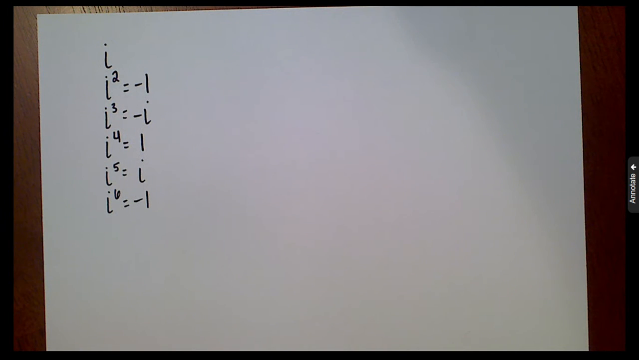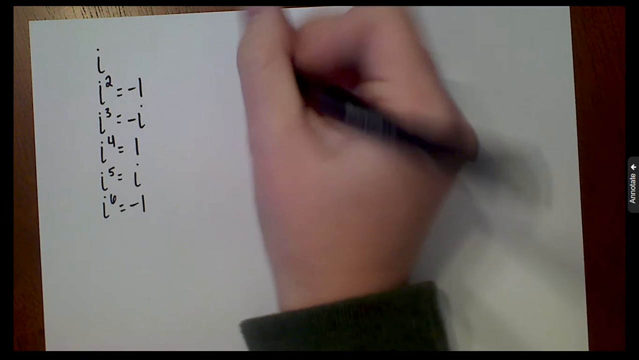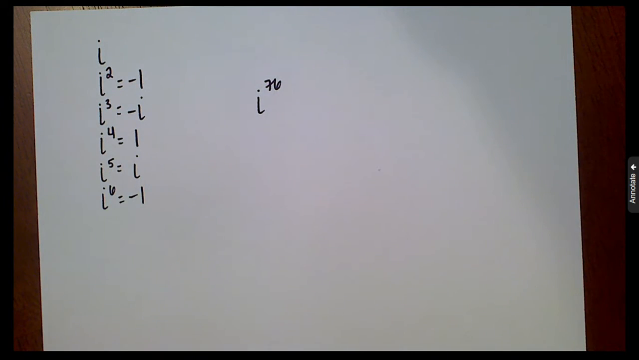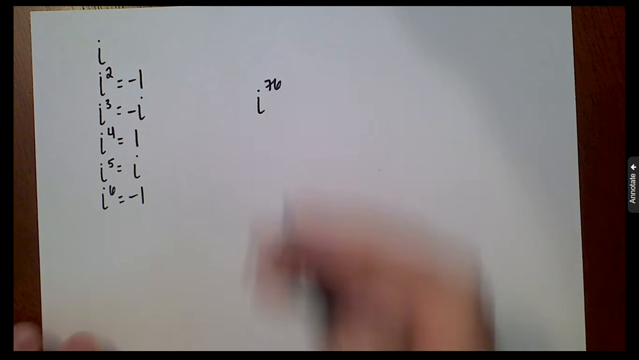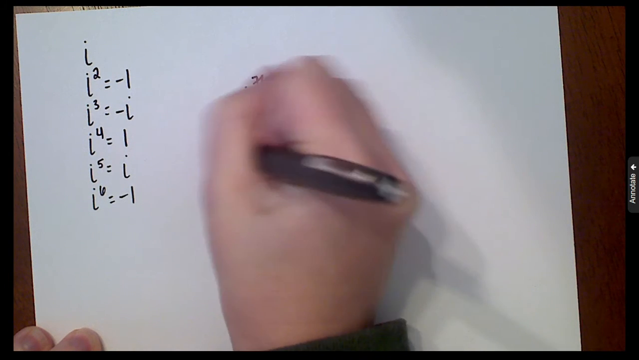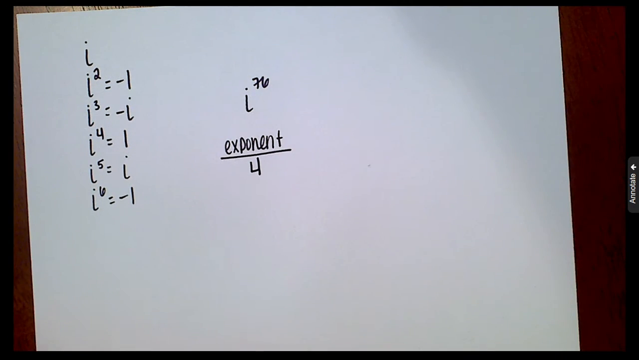But sometimes you need to know something a little bigger than just finding the pattern. Like if I said, hey, what's i to the 76? And you would say, I don't know. So if you ever need to find i raised to an exponent greater than being able to just look at a pattern, what you can always do is take your exponent and divide it by 4. So exponent divided by 4. Then you're looking at the remainder.